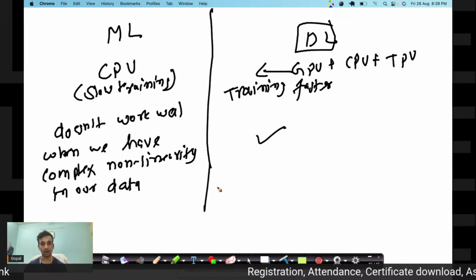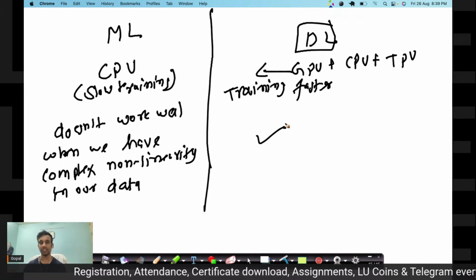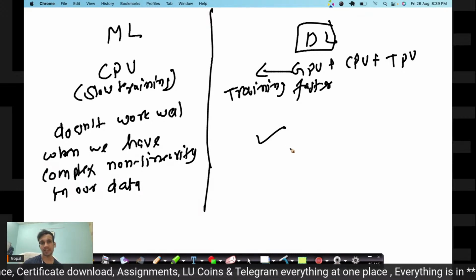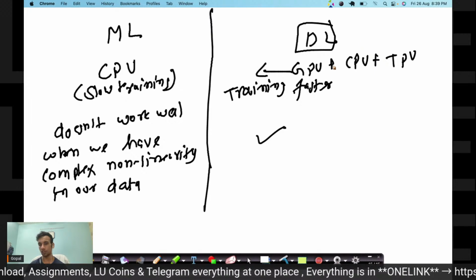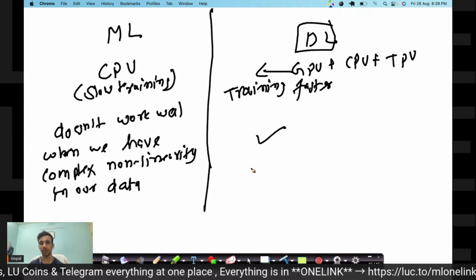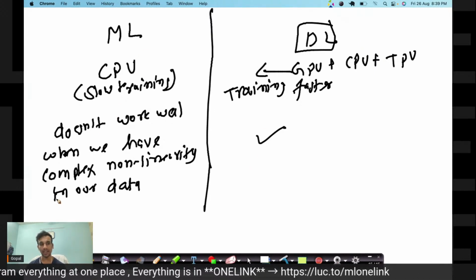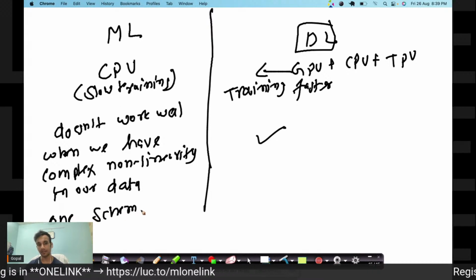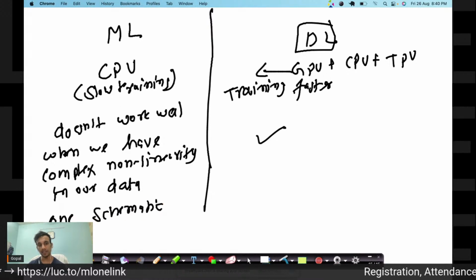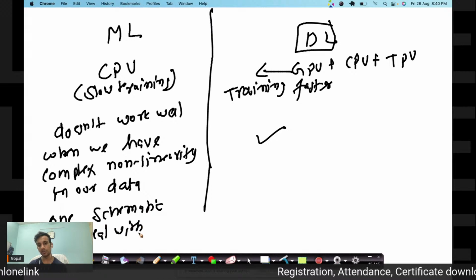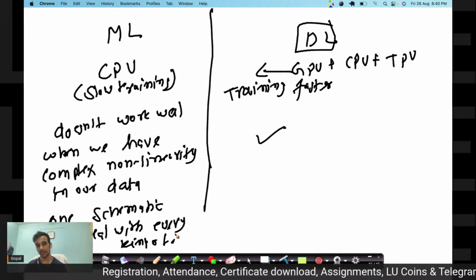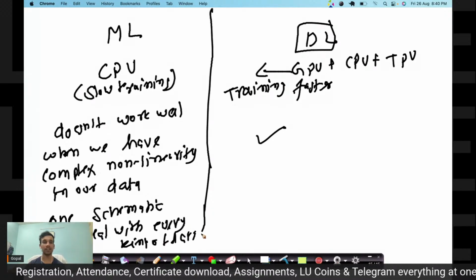Okay, and also the training is much faster, and we have got more architectures in order to deal with different kinds of data types. Like for ML, all we have is one schematic to deal with every kind of problem, every kind of data. But in DL we've got different kinds of architectures.